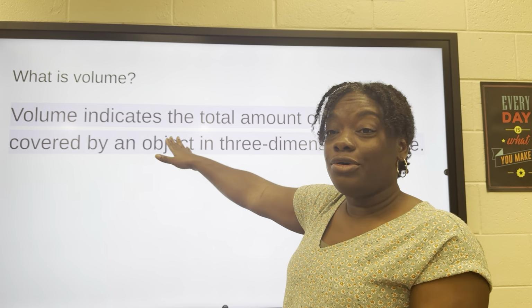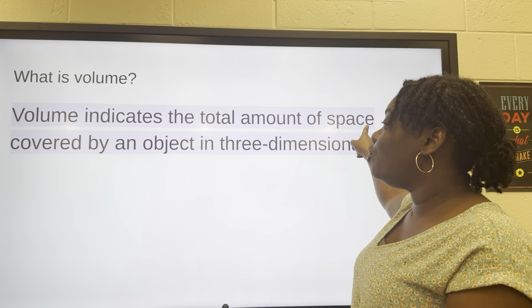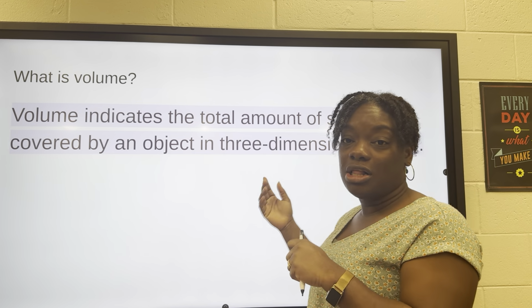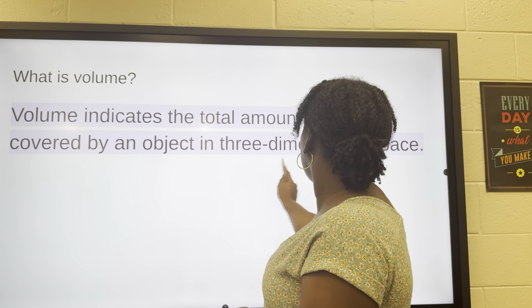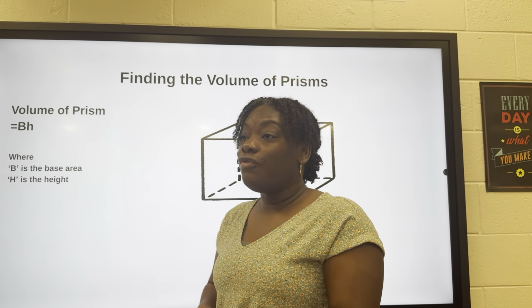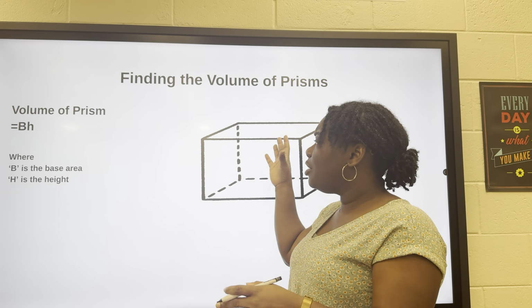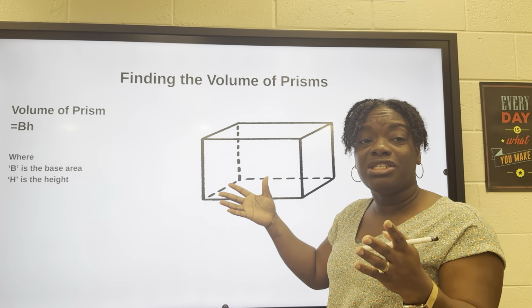So what is volume? The volume indicates the total amount of space covered by an object in three-dimensional space. Now if we're going to do the volume of a prism, what are prisms? Those are the 3D shapes, the three-dimensional shapes.